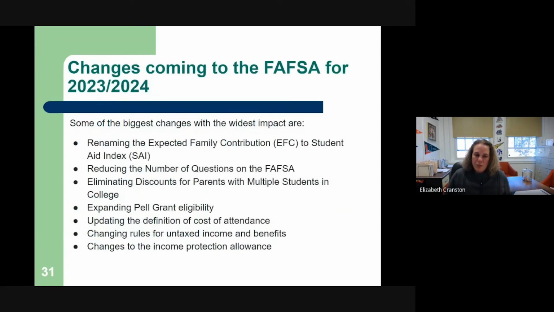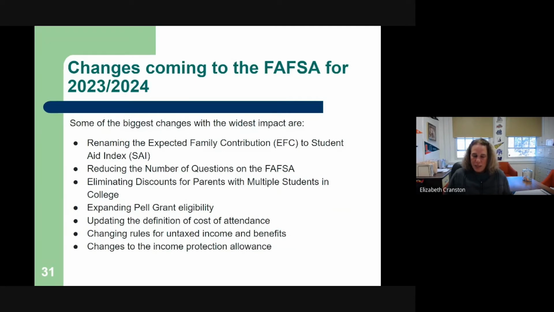One of the things to be knowledgeable about for families who have gone through the process is that we do have some changes coming to the FAFSA for the 2023-2024 school year. So that is for your class, the class of 2021. The biggest change is a renaming of the number that families receive back from the federal government that tells them how much they can contribute to their child's education. In the past, that was called the expected family contribution. Moving forward, we're going to change that language to student aid index.